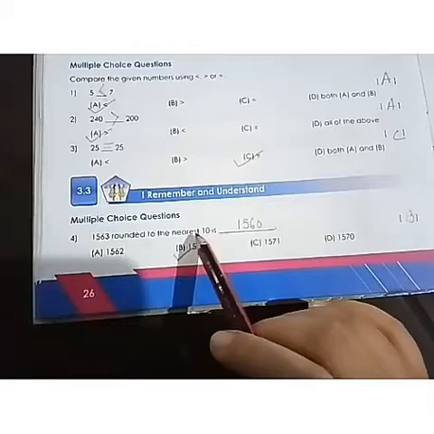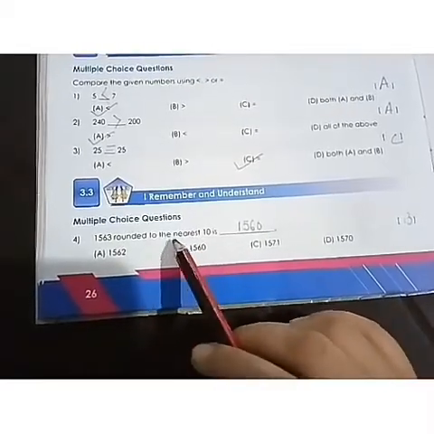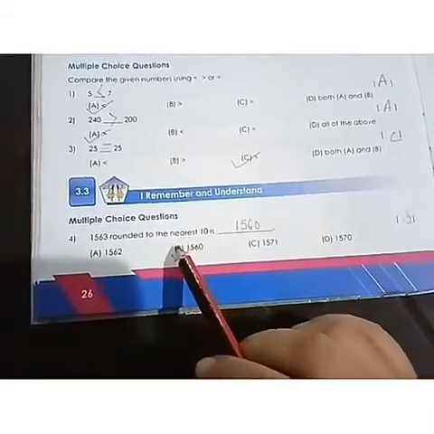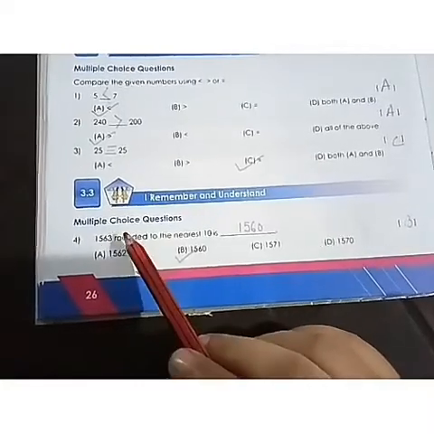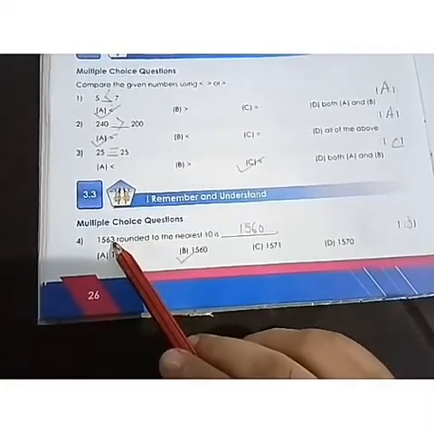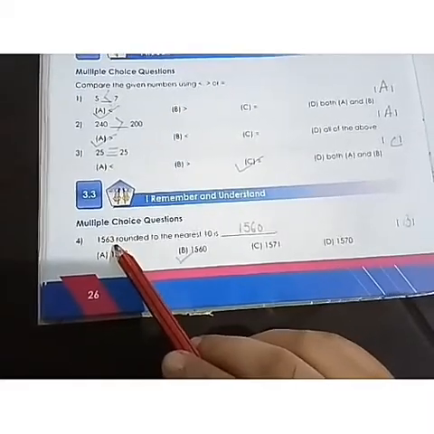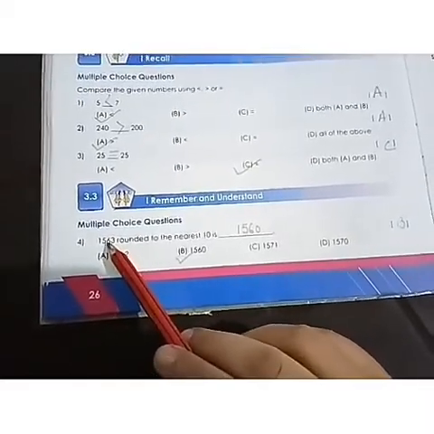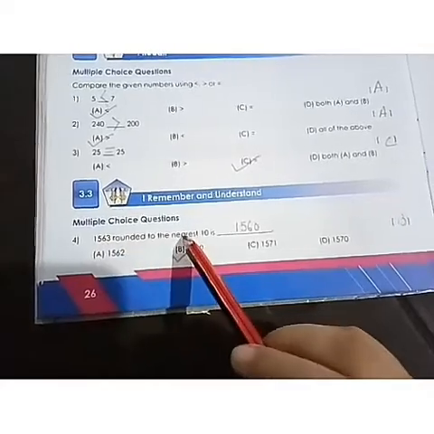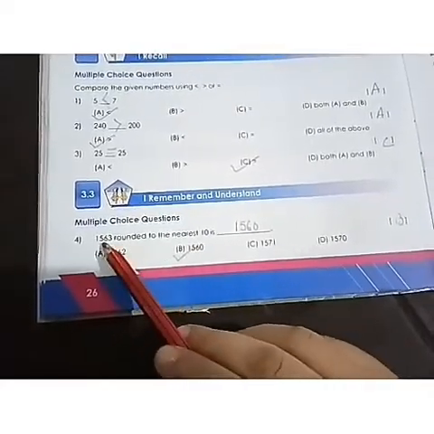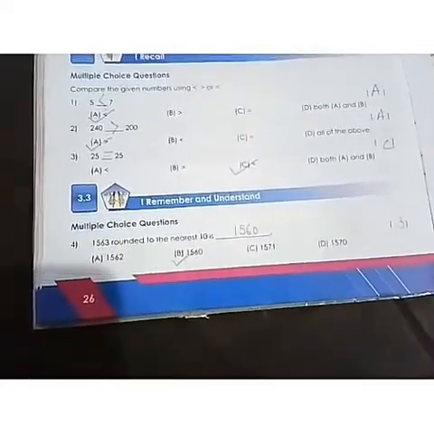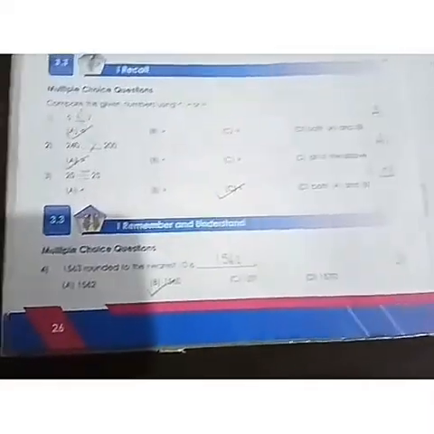1563 rounded to the nearest 10 is. Okay, so when we have to round off to the nearest 10, we have to consider the values in the ones and tens place. Okay, so in the ones place it is 3, that is less than 5. That means we don't need to add 1 here. So we round off to the nearest tens. We get 1560. That is option number B.